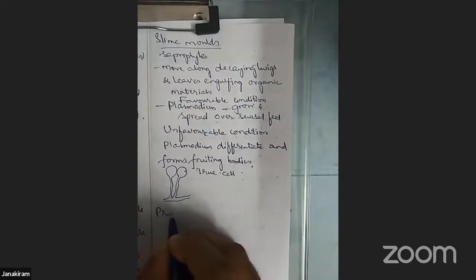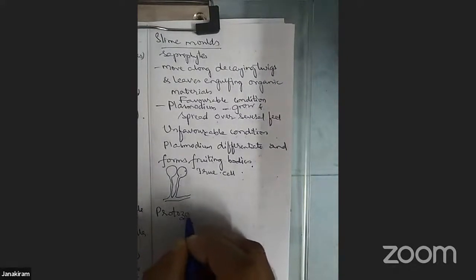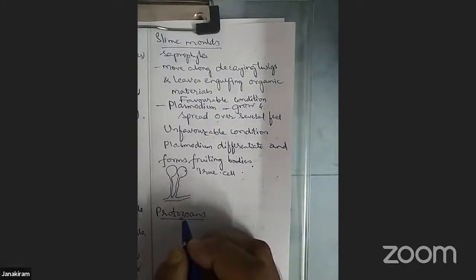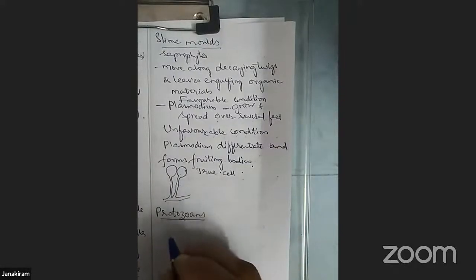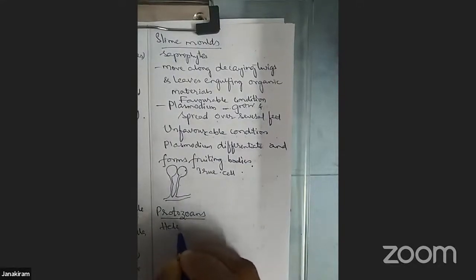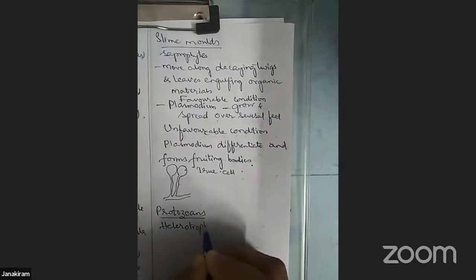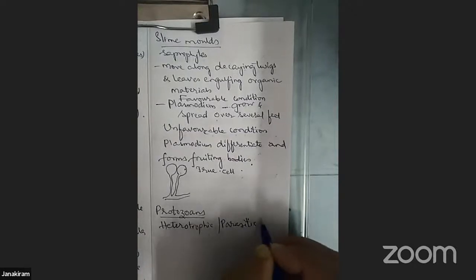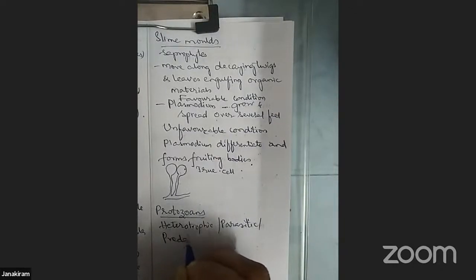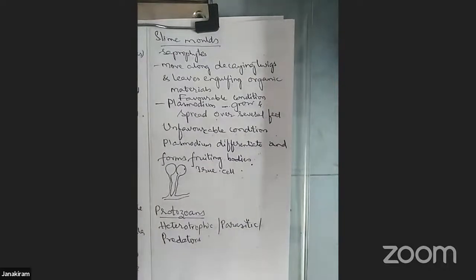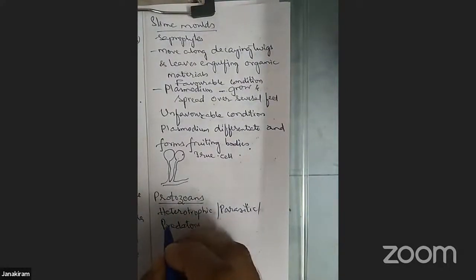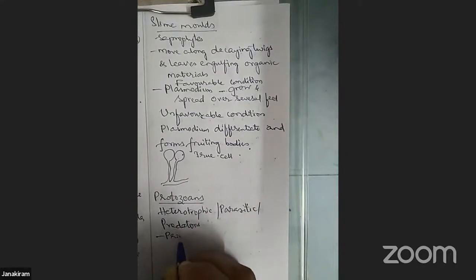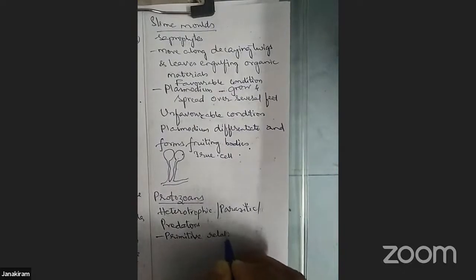And coming to the last group of protistans, those are protozoans. So protozoans are considered to be predators, heterotrophic in their nature, or parasitic in their nature. These are heterotrophic or parasitic. They are predators on animals. So they are believed to be the primitive relatives of animals.